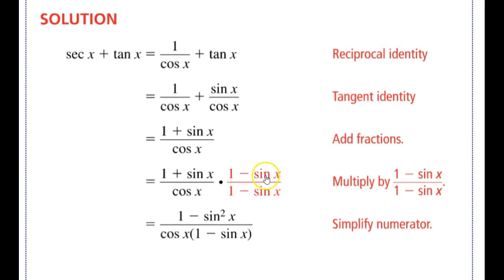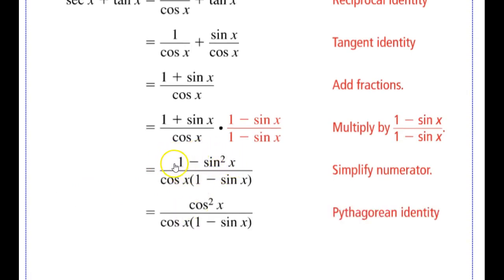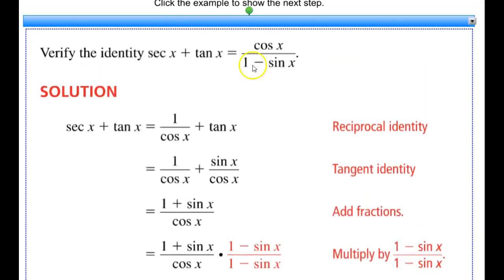Okay, so now I can simplify the numerator, which gives me 1 minus sine squared x, right? So if I was to multiply this out, and the denominator I just multiply. Well, so now I can simplify a little bit because I see that this numerator is my Pythagorean identity. So 1 minus sine squared x is the same thing as cosine squared x, so I can substitute that from my Pythagorean identity. Well, now I can simplify because I have a cosine in the numerator and a cosine in the denominator. So I end up with cosine divided by 1 minus sine of x, which was what my eventual goal was.